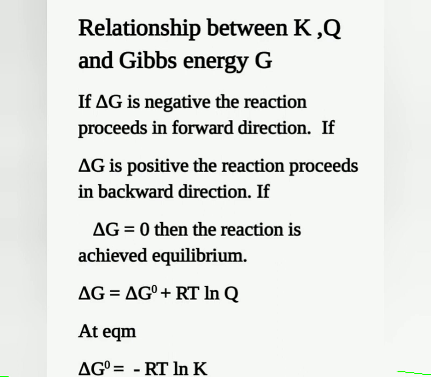The mathematical representation is delta G is equal to delta G0 plus RT ln Q, where delta G is the Gibbs energy, delta G0 is the standard Gibbs energy, R is the universal gas constant, T is the temperature, and Q is the reaction quotient. At equilibrium, we can write the standard Gibbs energy delta G0 is equal to minus RT ln K, where K stands for the equilibrium constant, either Kc or the partial pressure Kp. So delta G0 is equal to minus RT ln K. You have to learn that formula. You learned this formula already in chapter 6, thermodynamics, and you have to use it to find the values.